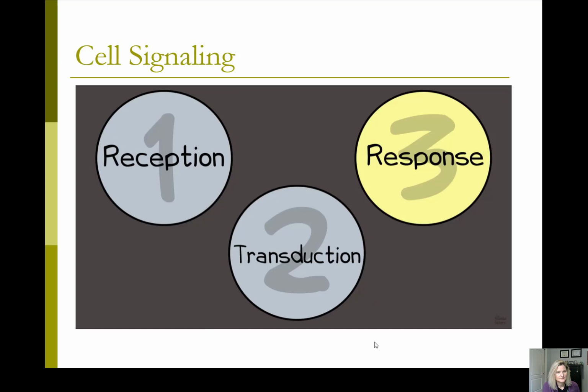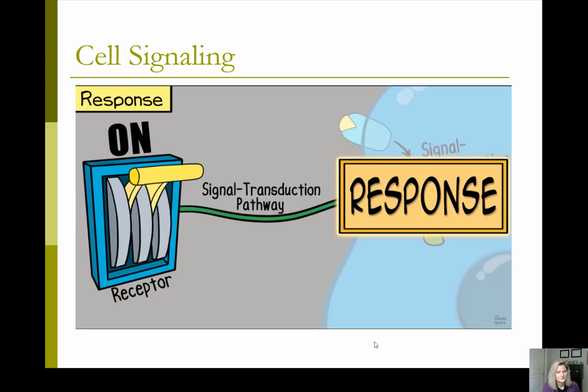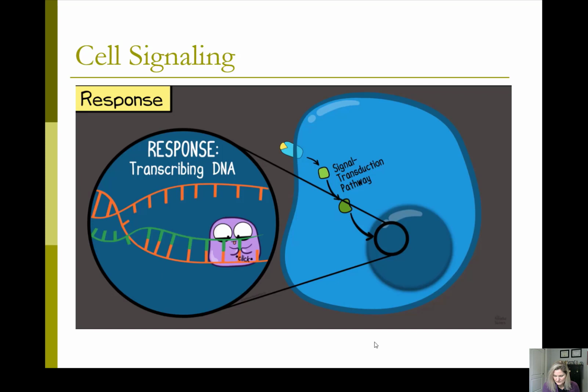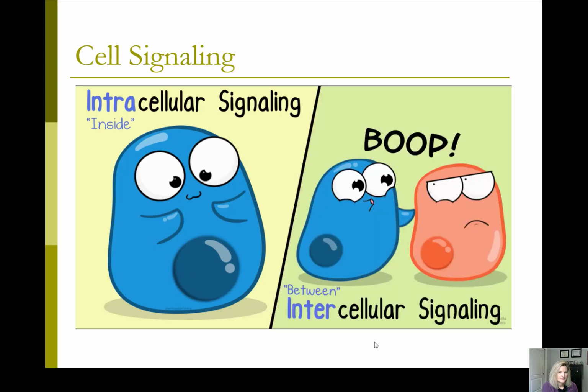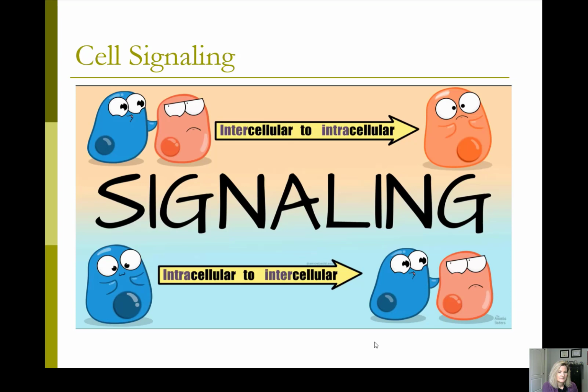Third, response. There's some kind of response that is going to happen. A portion of DNA that is found in the nucleus getting transcribed, for example, that's a type of response. Now, cell signaling can involve intracellular signaling, which occurs within the cell itself, and intercellular signaling, where a cell communicates with another cell. In many cases, signaling involves both, signaling between cells and then also signaling within cells.